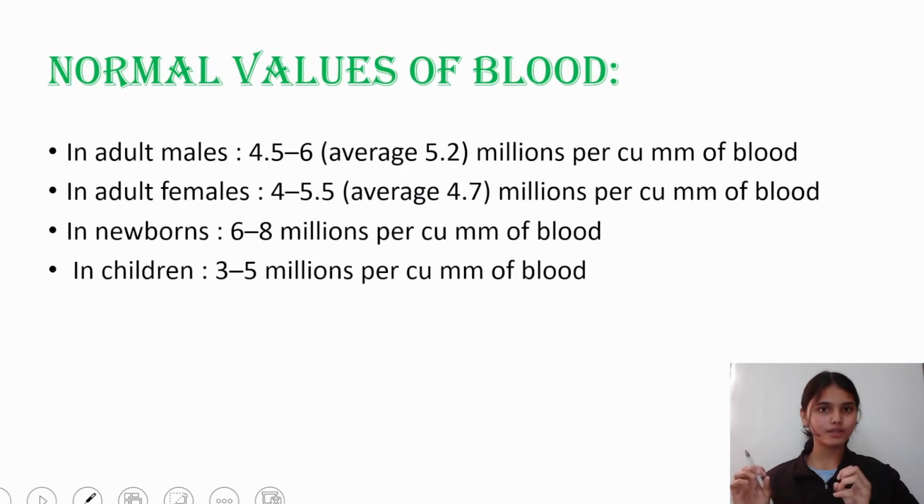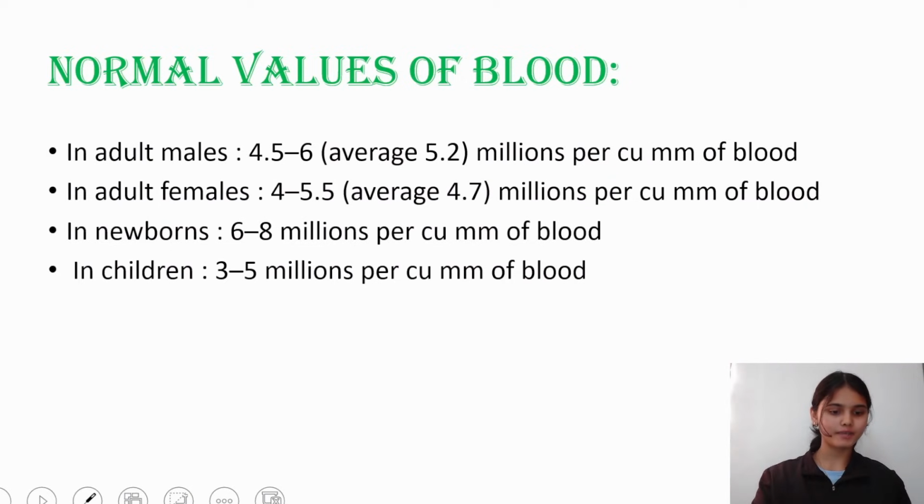The normal values of the blood. This has been asked multiple times in your previous years, and not just that, it plays a very important role in your practical viva. Now, in adult males, we have 4.5 to 6 million per cubic millimeter of blood. These are a set of values that you've got to keep in mind, and register in your mind throughout the first year, throughout your whole life, that you're going to be pursuing MBBS in. If not, well, you will.